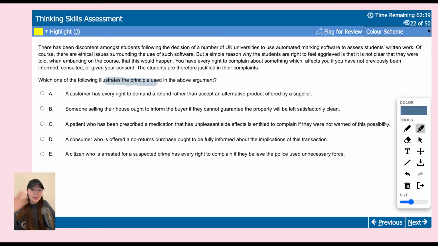And I'm not saying obviously skip things, but just skim it until you get to that sentence. So in this case, I would say, okay, there's discontent amongst students, something to do with automated marking software.